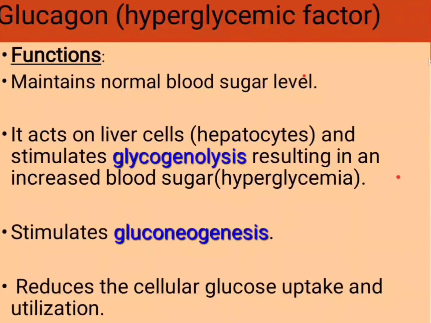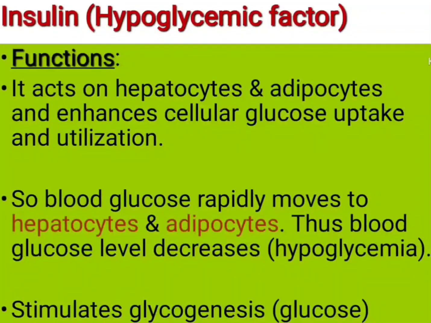Once again, here you can see the function of glucagon. It maintains normal blood sugar level. It acts on the liver, especially on hepatocytes, and stimulates glycogenolysis, as we already discussed what glycogenolysis and gluconeogenesis are in our previous video also. And it reduces the uptake of glucose by the cells. And in this slide you can see the functions of insulin, which acts on hepatocytes and adipocytes for the uptake of glucose.